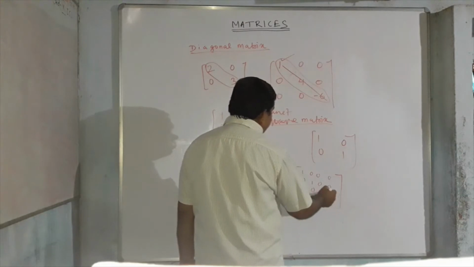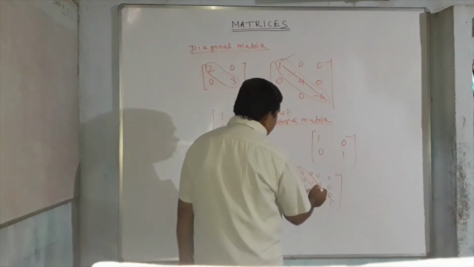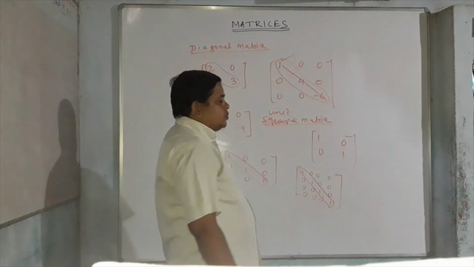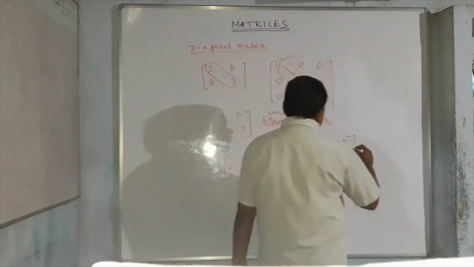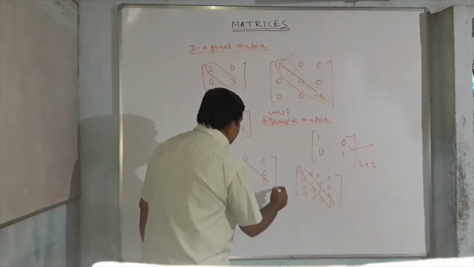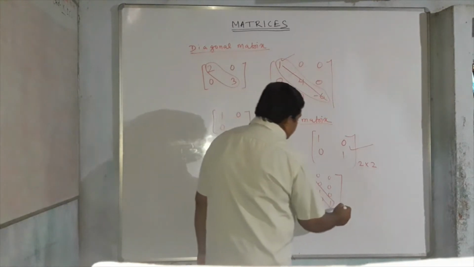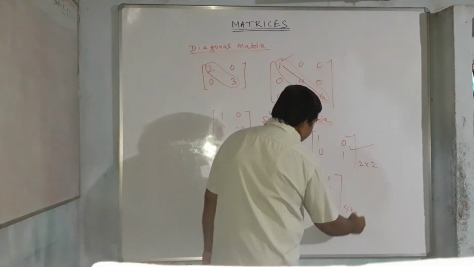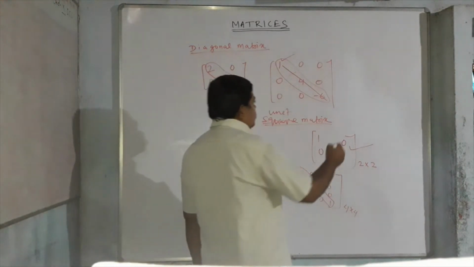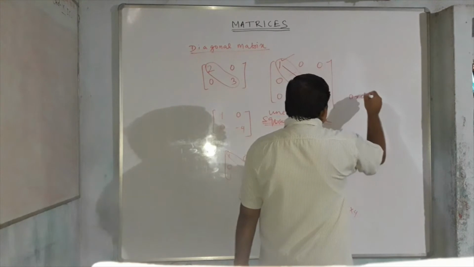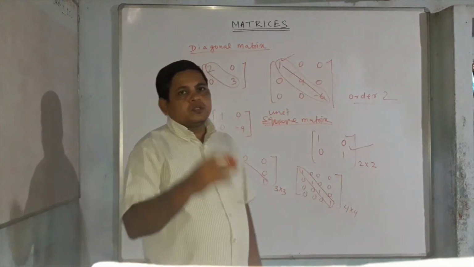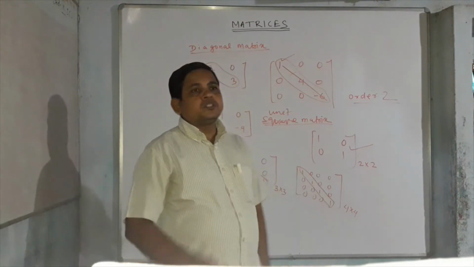Now observe the principal diagonal or the leading diagonal: all are 1, and all the other entries are 0. So this is called the unit matrix of order 2 by 2. This is the unit matrix of order 3 by 3. This is the unit matrix of order 4 by 4. Sometimes a question will be given: write the unit matrix of order 2. Then you may ask, sir, is 2 by 2 required or 3 by 3? Here 2 means 2 by 2.